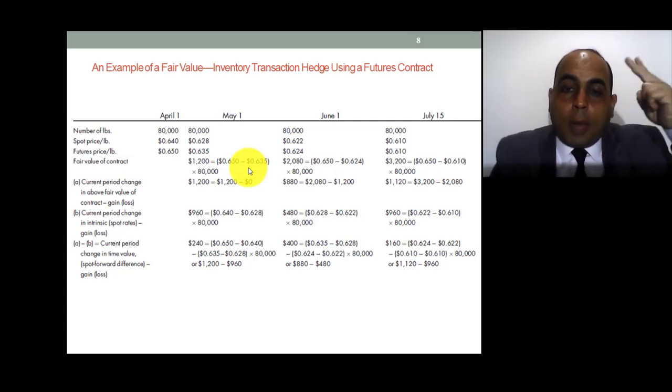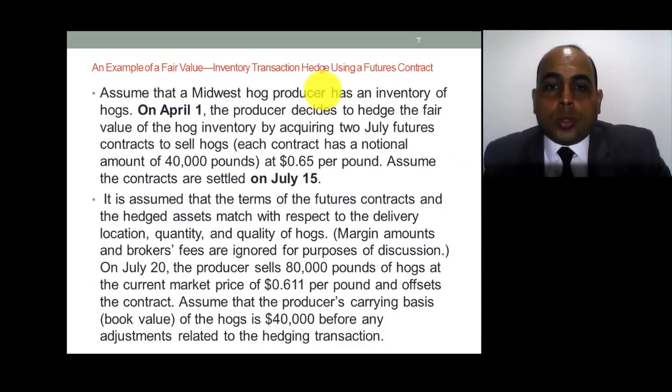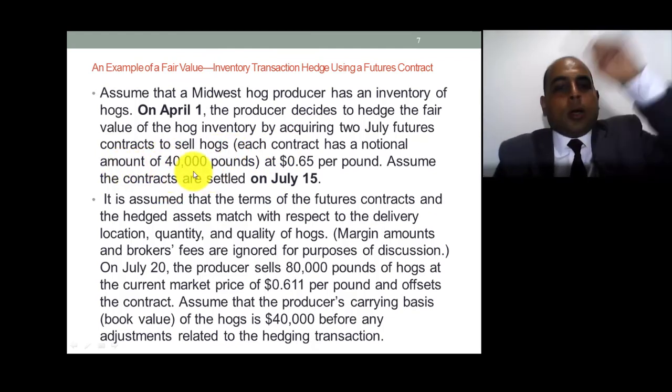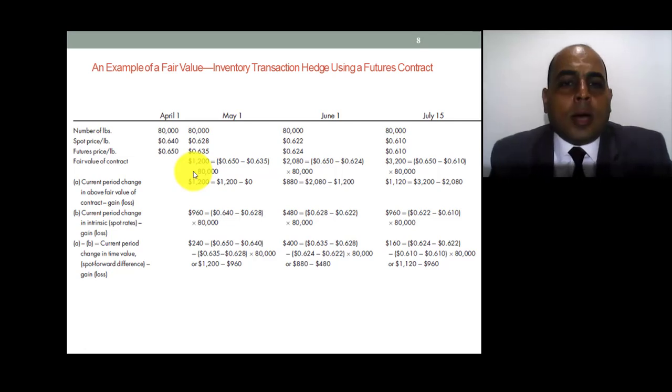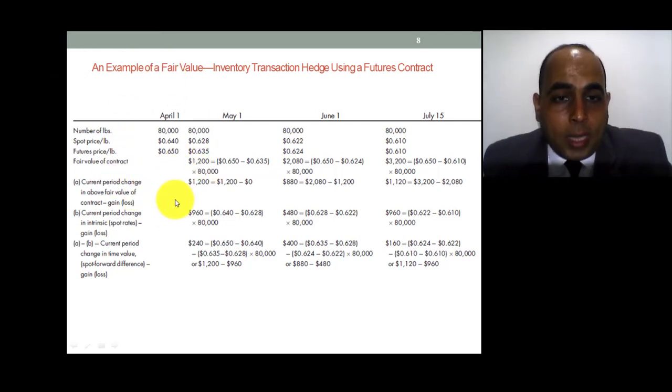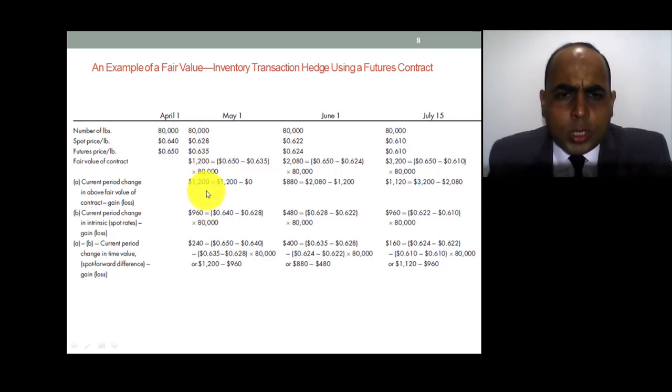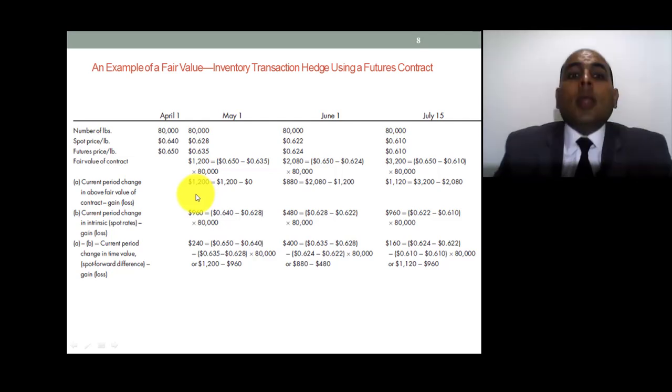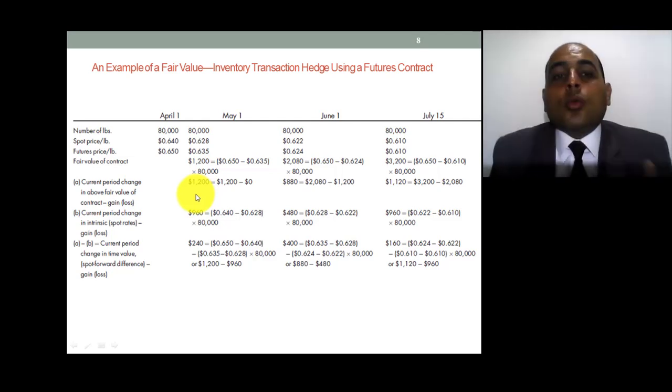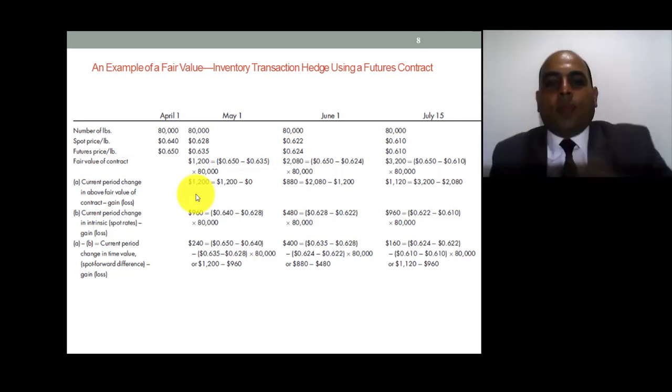Here we are talking about 2 contracts. Each contract has a notional amount of 40,000 pounds. In total, we are talking about 80,000 pounds. So the amount of gain, because we entered into the future contract, is 1,200. Let us calculate the amount of gain or loss because of holding the inventory.